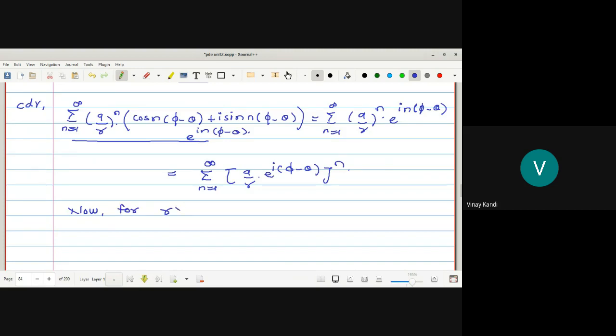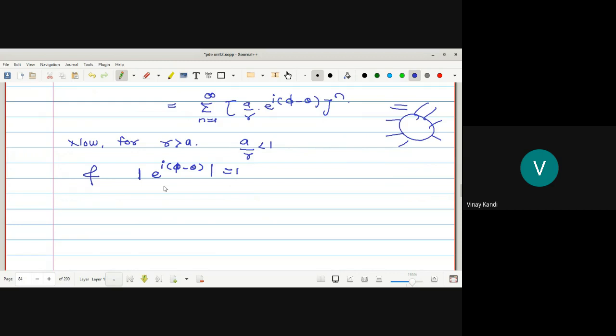For r is greater than a, तुमचा region काय, exterior region, outside the circle. Okay, हा circle असेल तर हा तुमचा exterior region. If r is greater than a, okay, a upon r is less than 1. Okay, and mod of this one e raised to I phi minus theta. Okay, त्याचा mod किती येतो 1. Okay, look at it now.